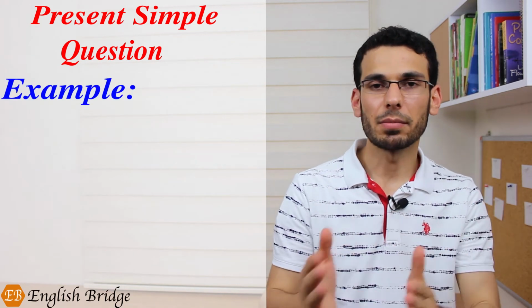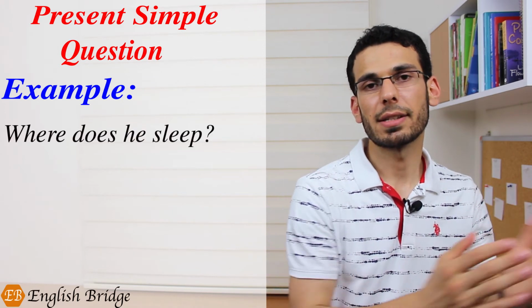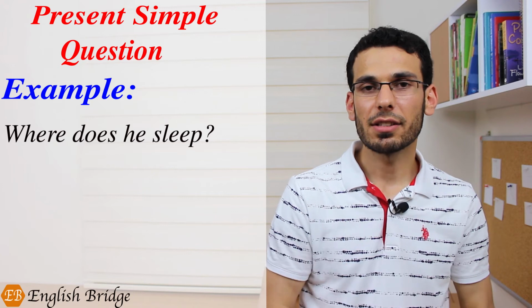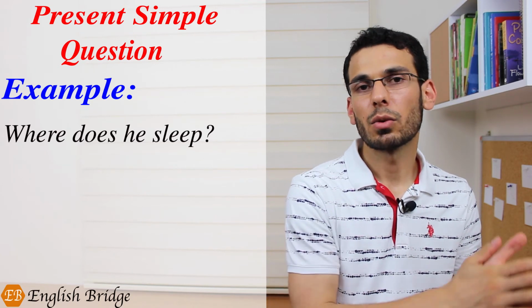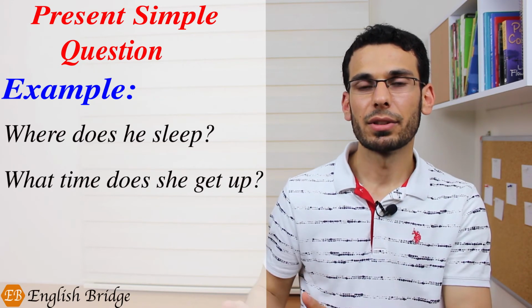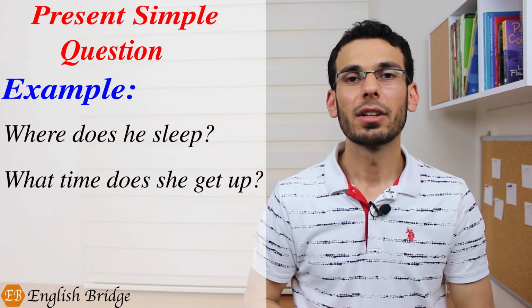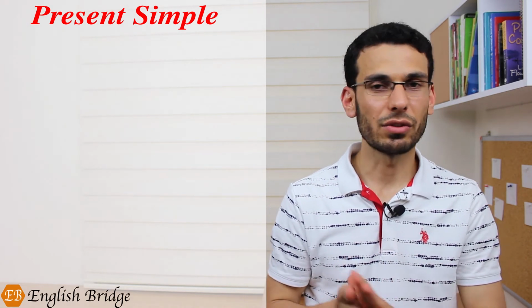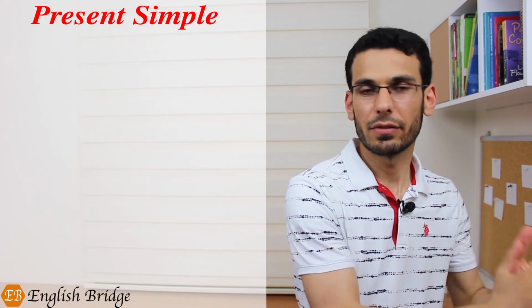So, does he sleep, for example, we can say where does he sleep? Where does he sleep? We didn't change. She gets up early in the morning, we can say what time does she get up? What time does she get up? One point here to focus on is, again, the verb is infinitive. We don't use S here. Why? Because we have does.